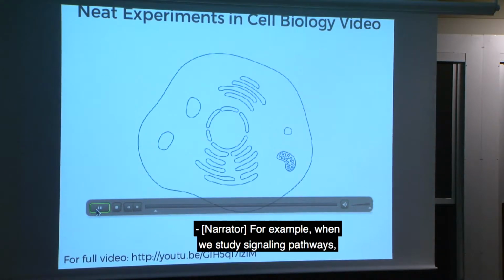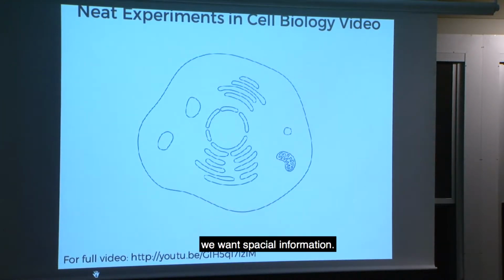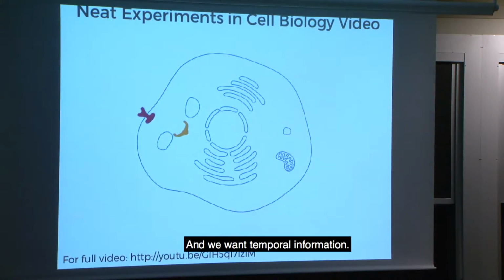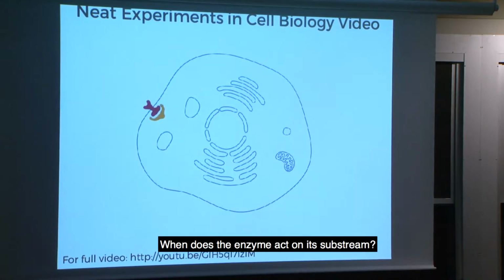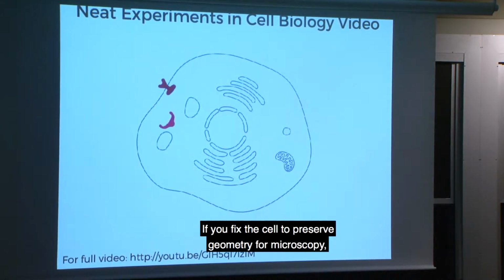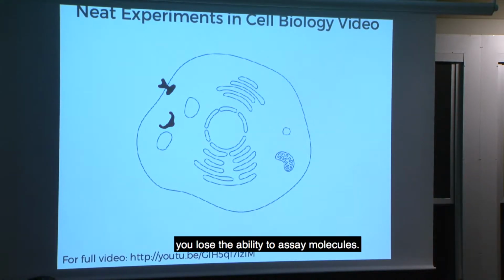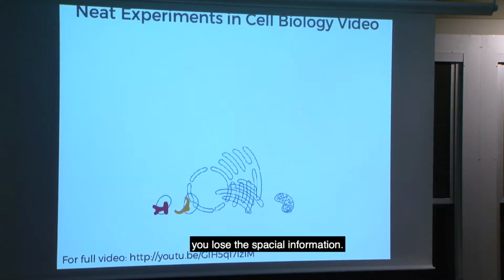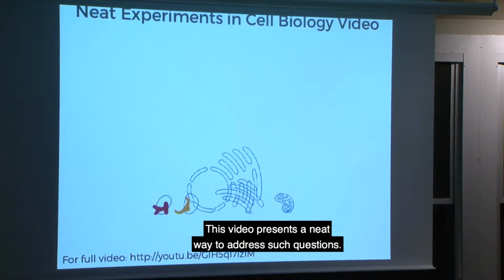For example, when we study signaling pathways, we want spatial information. Where is this enzyme? Where is its substrate? And we want temporal information. When does the enzyme act on its substrate? If you fix the cell to preserve geometry for microscopy, you lose the ability to assay molecules. If you open the cell to assay the enzyme and the substrate, you lose the spatial information. This video presents a neat way to address such questions.